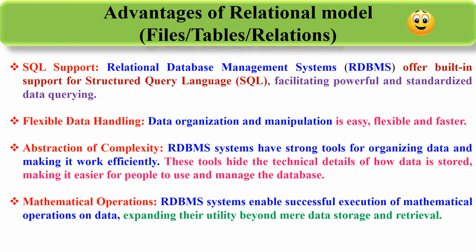Abstraction of complexity. RDBMS systems have strong tools for organizing data and making it work efficiently. These tools hide the technical details of how data is stored, making it easier for people to use and manage the database. Mathematical operations. RDBMS systems enable successful execution of mathematical operations on data, expanding their utility beyond mere data storage and retrieval.